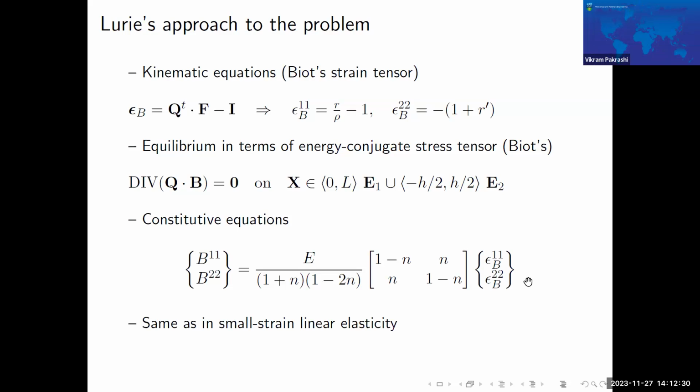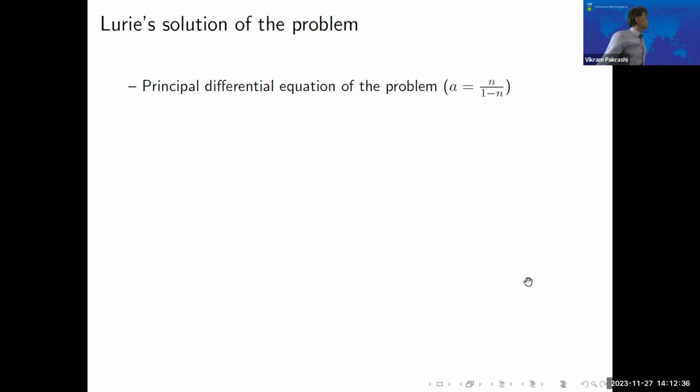This is the nonlinear equilibrium equation. This is what makes the problem nonlinear. So the constitutive part has no further complications with respect to the linear analysis. Now, in Lurie's case, the problem boils down to a simple differential equation for the position of the particle in the deformed state, depending on the radius of curvature of the undeformed fiber and on n, which is Poisson's ratio. It's very simple.